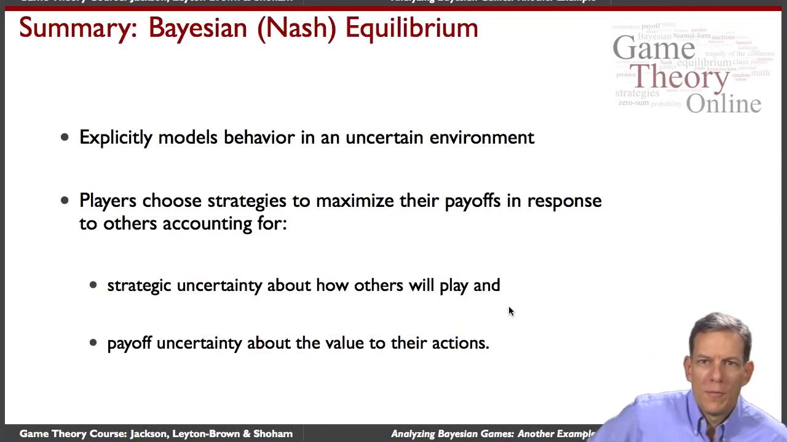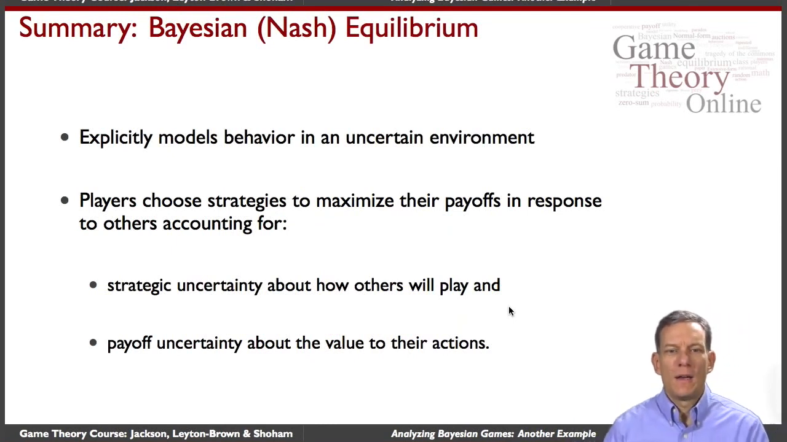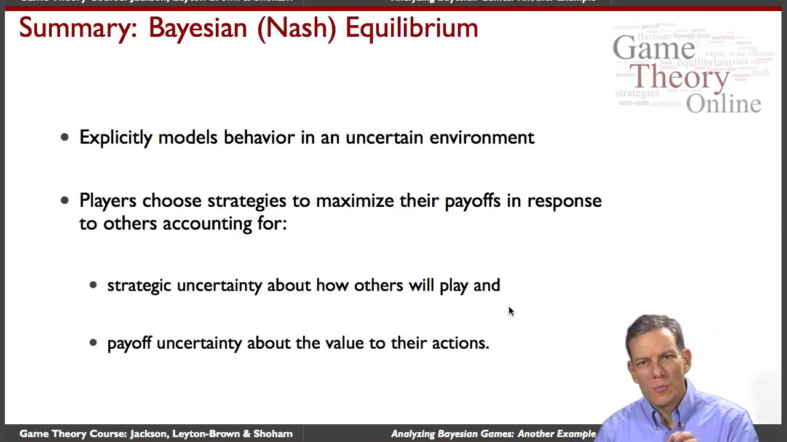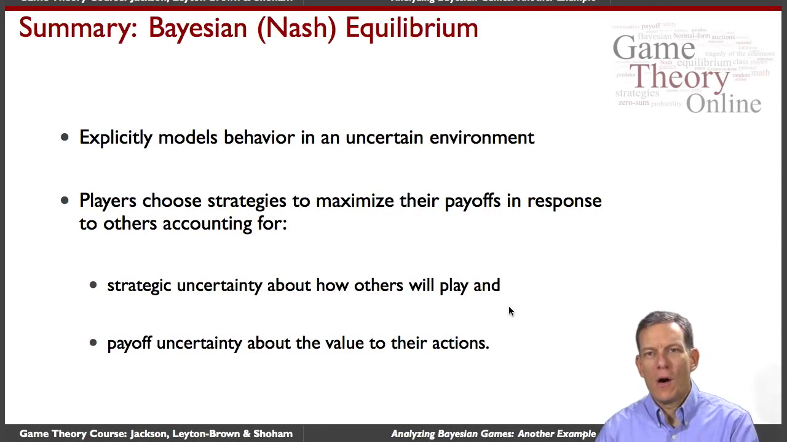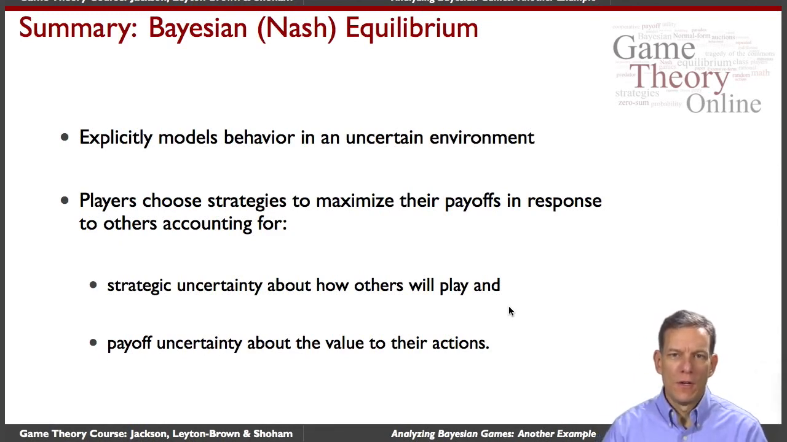So, summary of Bayesian-Nash equilibria, what have we got? It's a model that explicitly captures uncertain environments, and players choose strategies, again, equilibrium notions, so you're maximizing your payoffs, in response to uncertainty about both how other individuals are going to play and what the payoffs are from different actions. So it's a very powerful tool and one that has many applications, some of which we'll see in some of the added lectures.